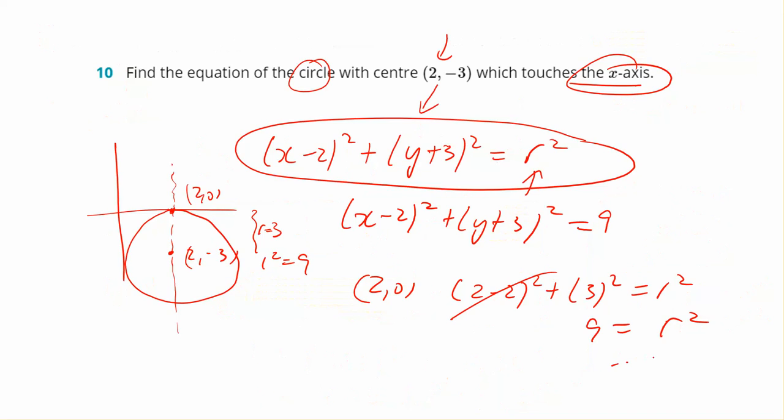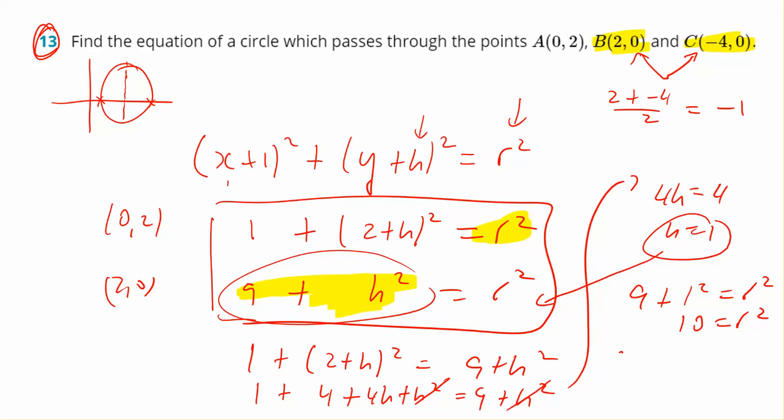So therefore your final equation is (x + 1) squared plus (y + 1) squared equals 10, like that. And there is your equation of the circle. So this question's a bit algebraically involved, but it's not impossible to do.